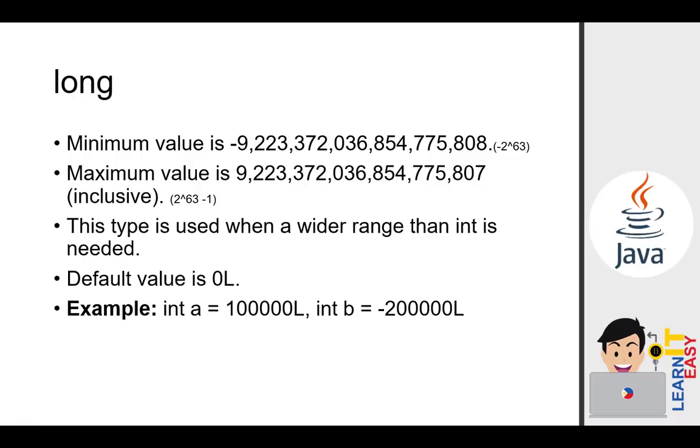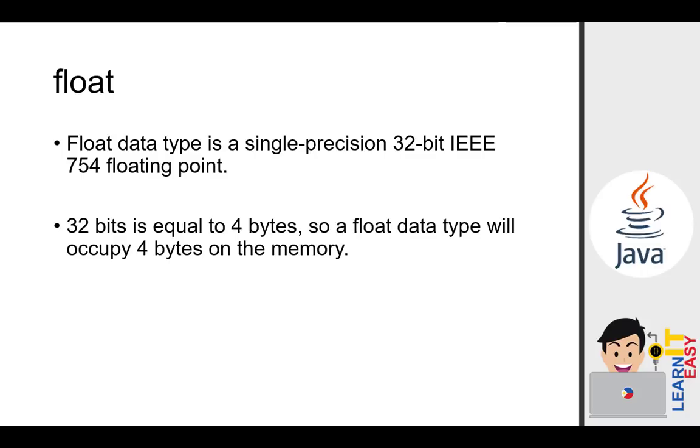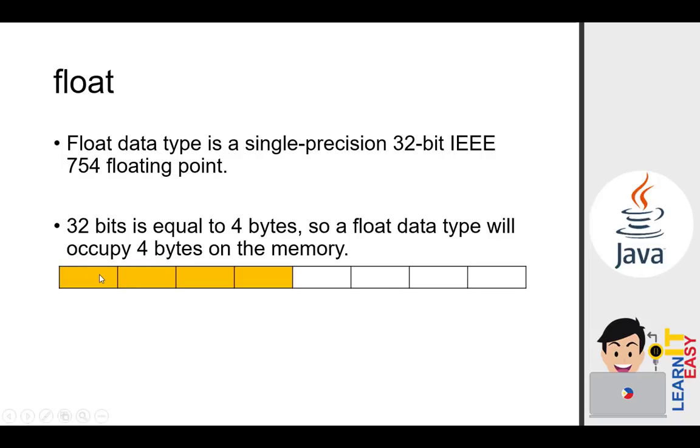Okay? So, next, we have float. Float data type is a single precision 32-bit IEEE 754 floating point. 32 bits is equal to 4 bytes. So, a float data type will occupy 4 bytes on the memory. So, again, the memory cell analogy natin, kung 8 yung slots na yan, pag declare ka ng float, automatically it will take 4. Kamukha lang ng integer.